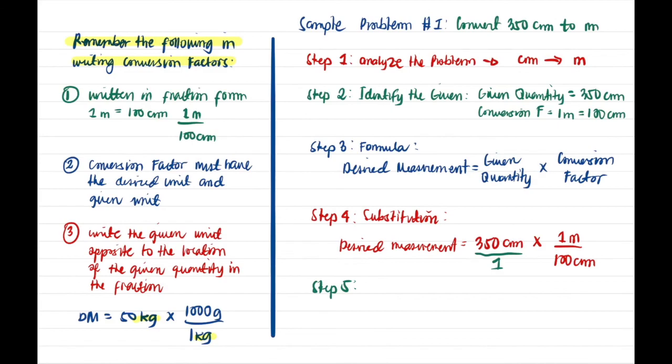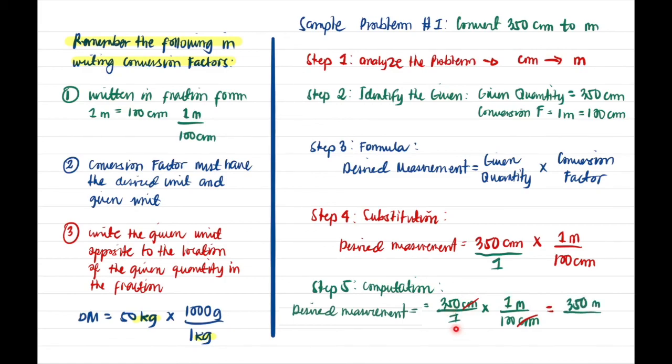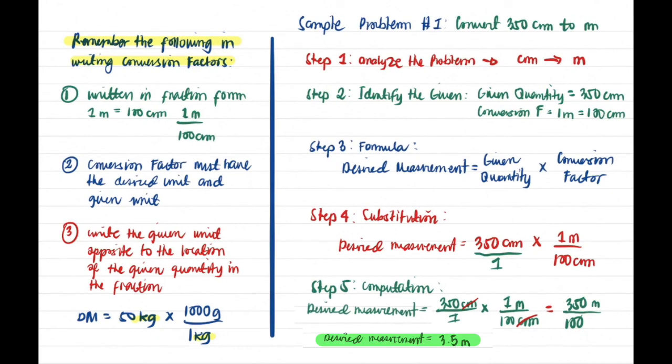Next is step 5. Do the operations indicated. So just cancel the unit cm. Ang may iwan ay unit na meter. Then multiply 350 by 1 and multiply 1 by 100. So we will have 350 meters over 100. Then just divide 350 by 100. So the result is 3.5 meters.